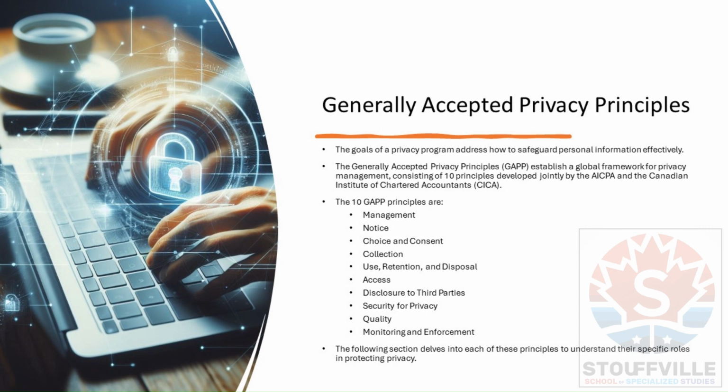The 10 GAPP principles. The GAPP framework comprises 10 core principles, each addressing key aspects of privacy management: notice, choice and consent, collection, use, retention, and disposal, access, disclosure to third parties, security for privacy, quality, monitoring and enforcement. Exploring each principle. The subsequent sections of this exploration will delve into each GAPP principle in detail, elucidating its significance and practical implications. By understanding and implementing these principles, organizations can establish robust privacy programs aligned with global best practices.